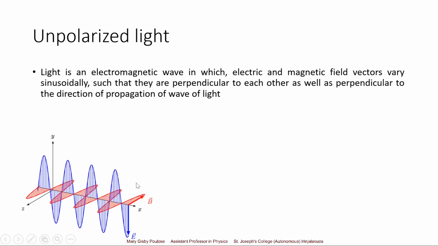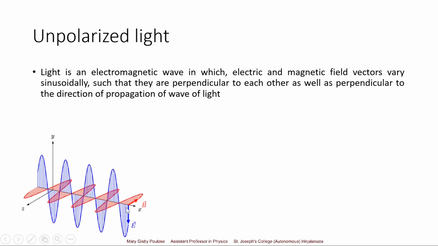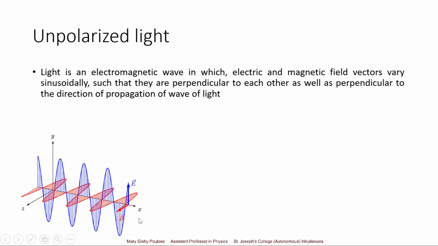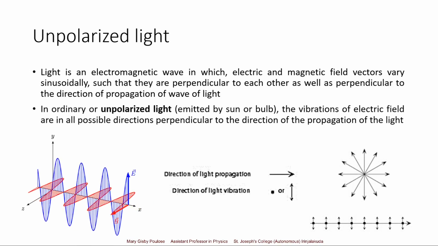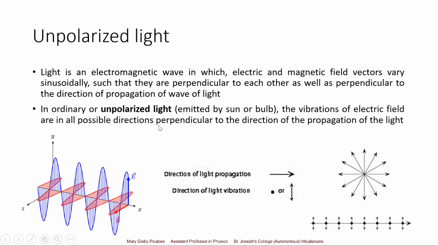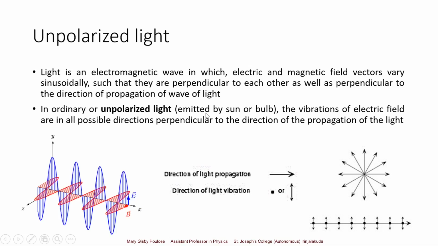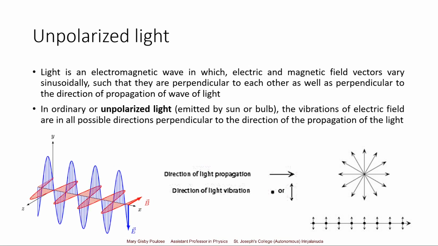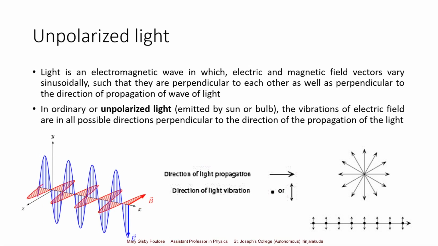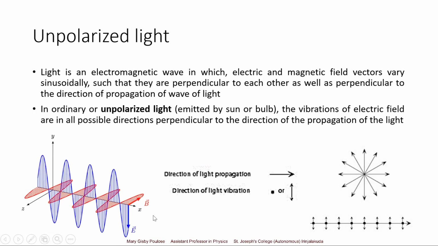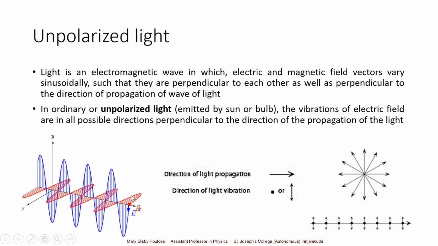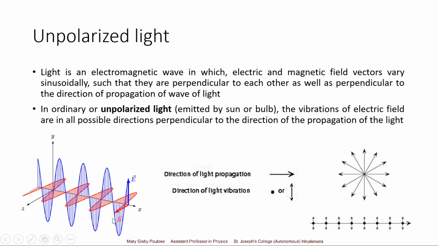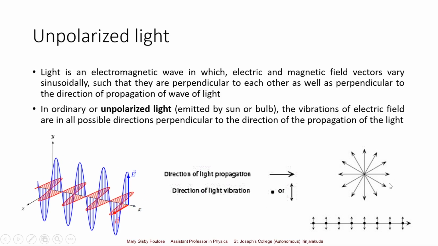Okay. Now, the electric and magnetic fields are varying sinusoidally and they are perpendicular to the direction of propagation here, x. In ordinary or unpolarized light, that is light emitted by the sun or any incandescent bulb, the vibrations of the electric field are in all possible directions perpendicular to direction of propagation of light. Okay. So if x is the direction of propagation, the electric field vector can vary in different axes across y, right? And this is represented by this picture here.